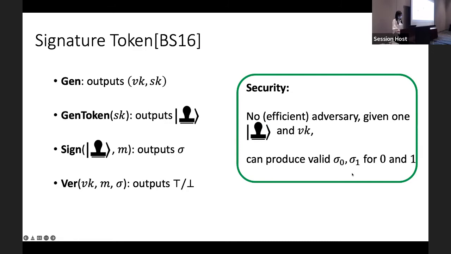So the signature token scheme is the first primitive, the first construction we will talk about, and we will show how we can build it from subspace states. Let's give a slightly more formal definition. It is very similar to a signature scheme.